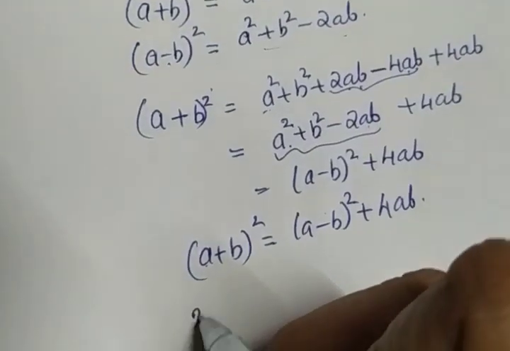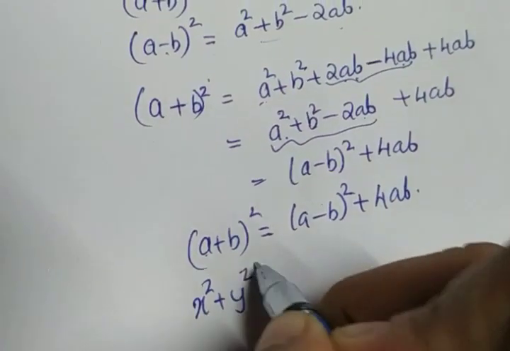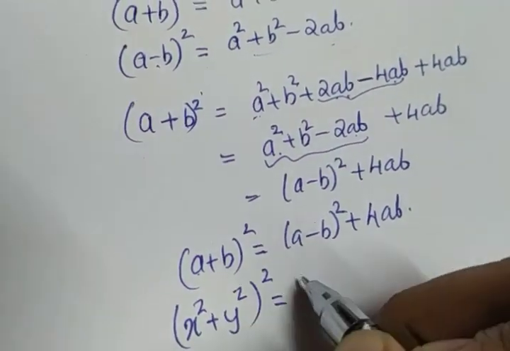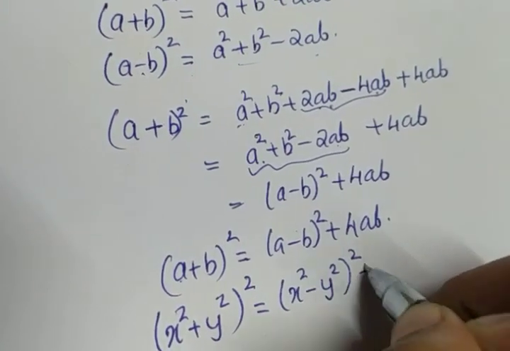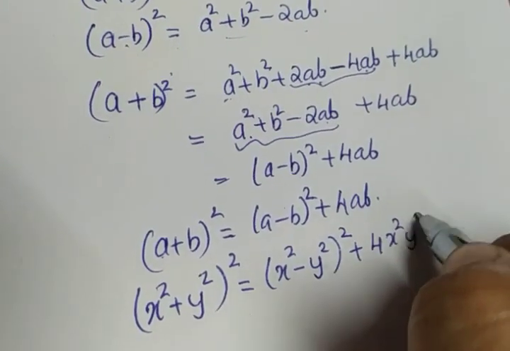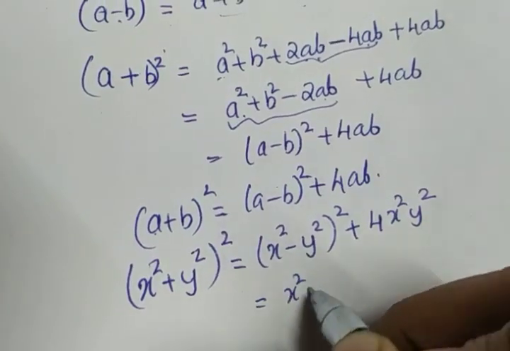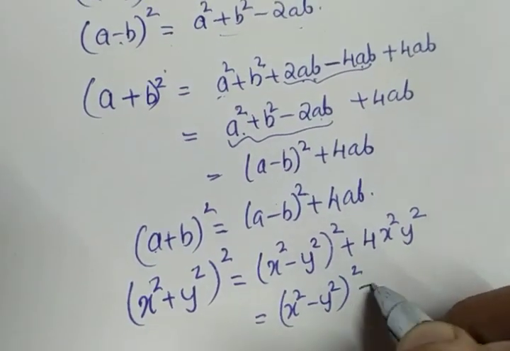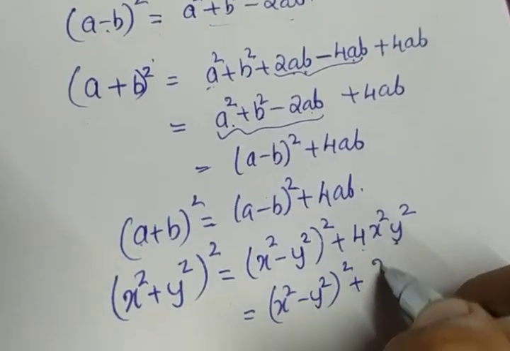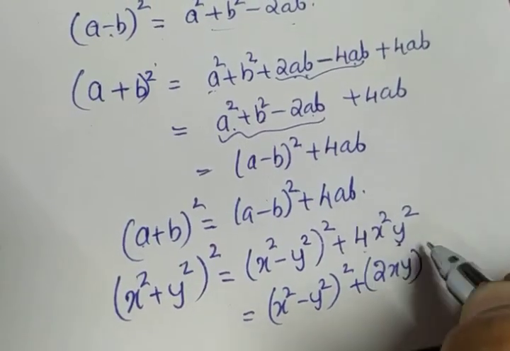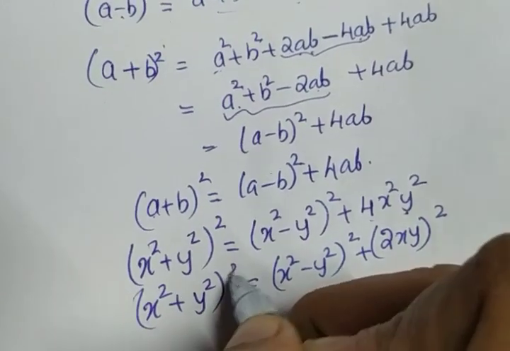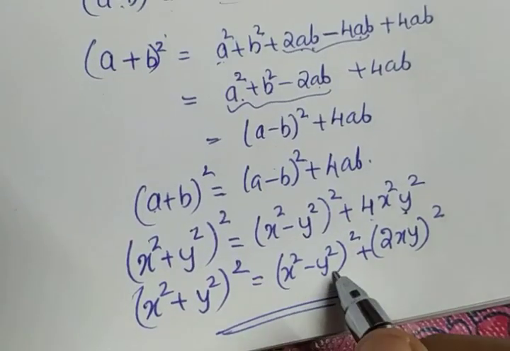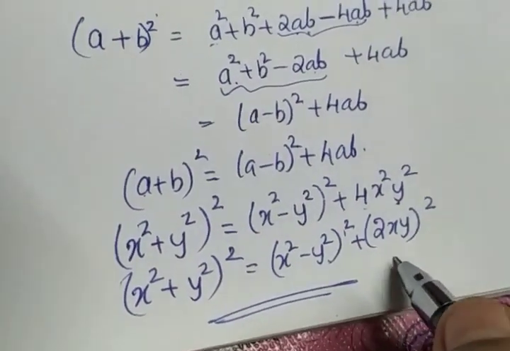Here, instead of a it is x square. So what will we get? x square plus y square the whole square is equal to, on the right side, x square minus y square the whole square plus 4x square y square. Instead of 4x square y square I can rewrite it as 2xy the whole square. That is how we are getting the formula x square plus y square the whole square is equal to x square minus y square the whole square plus 2xy the whole square.